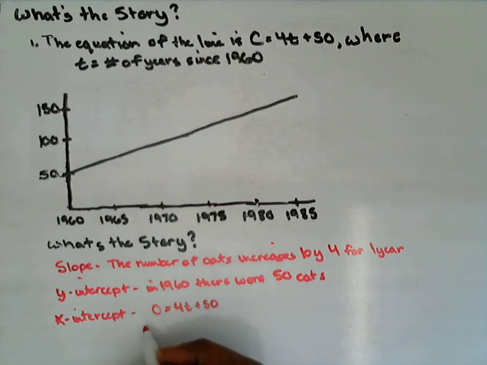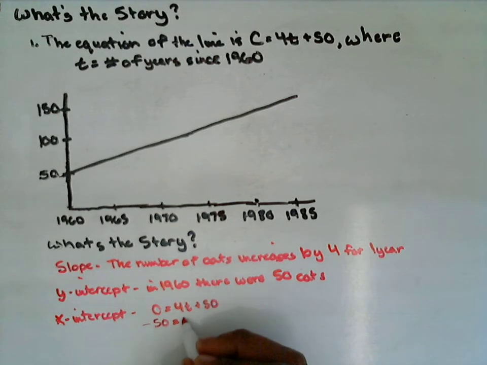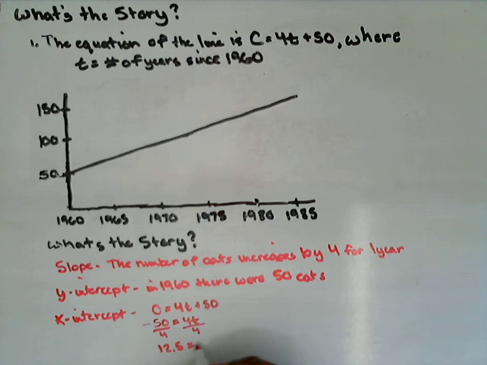Now if we go ahead and subtract 50 on both sides, and we divide by 4, we'll get 12.5 equals t, or excuse me, negative 12.5 equals t. So what that means is 12.5 years before 1960 is when there were 0 cats. That would be 1947, and basically 6 months in.